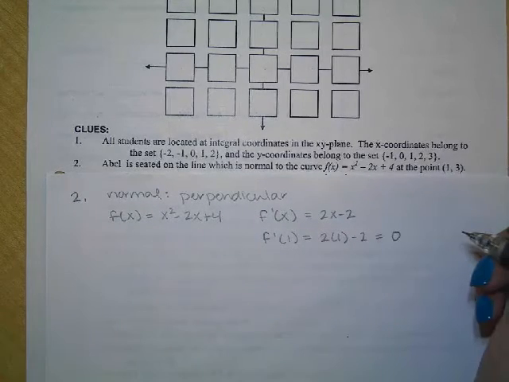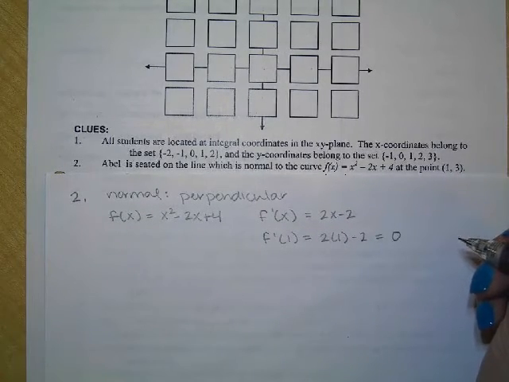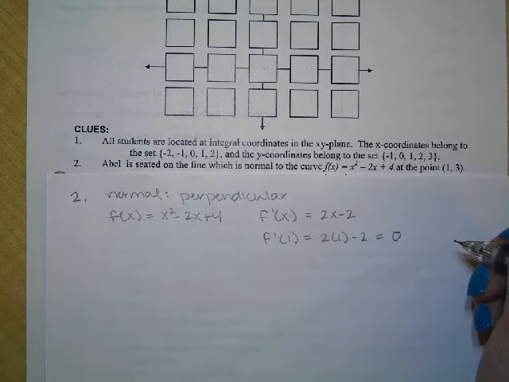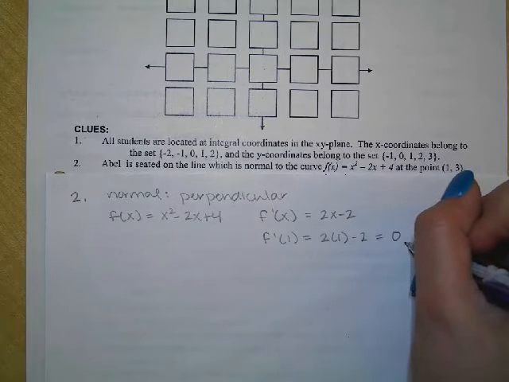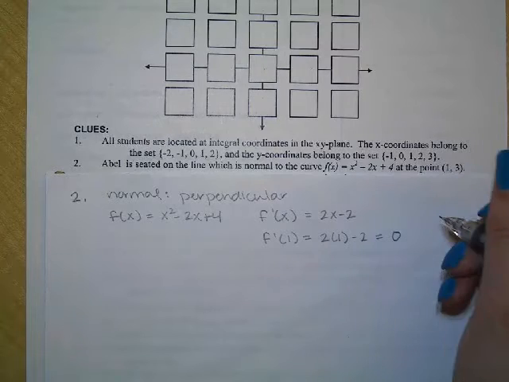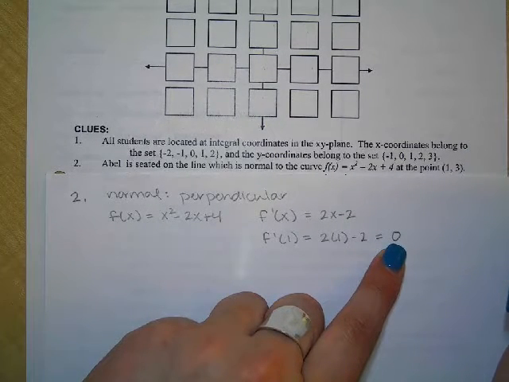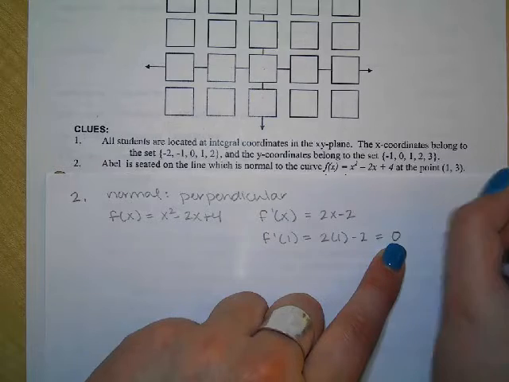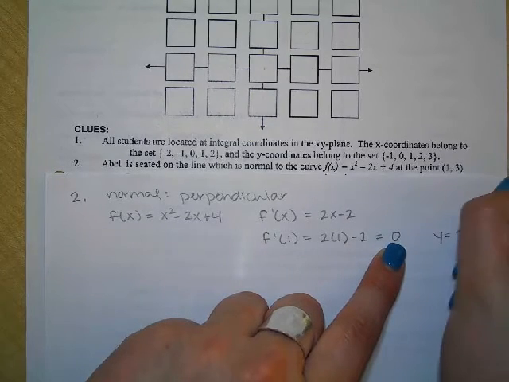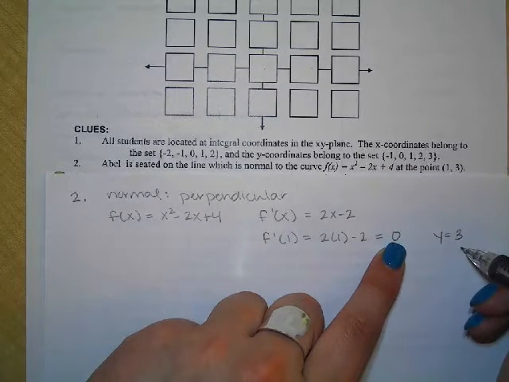0. What does a slope of 0 mean? It's a straight line, completely horizontal or vertical? That's a horizontal line that goes through the point (1, 3). So can somebody tell me the equation of a horizontal line that goes through the point (1, 3)? y equals 3. Okay, so that's the tangent line.